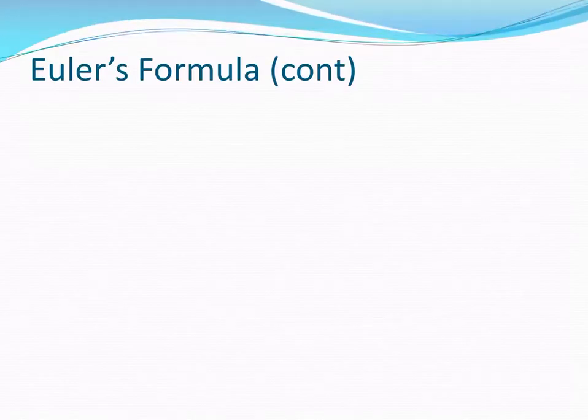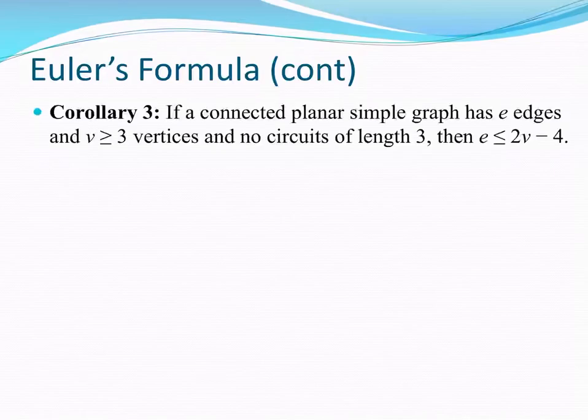We are in Rosen, Discrete Mathematics and its Applications, section 10.7, where we'll finish our discussion of Euler's formula and discuss Kuratowski's theorem related to planar graphs. We have one more corollary to Euler's formula to discuss. That's Corollary 3. It's similar to Corollary 1.